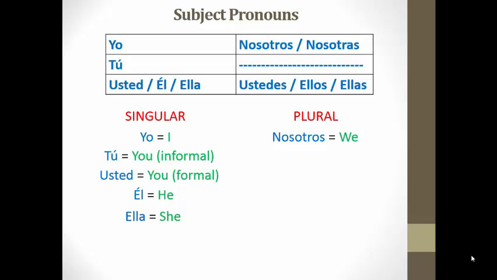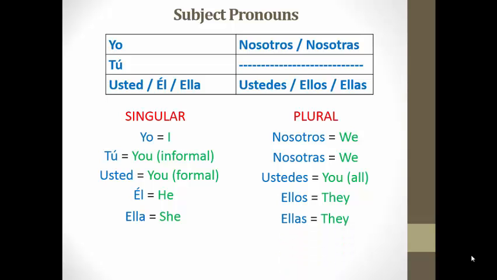Nosotros is the subject pronoun you would use to say we. Nosotras is also we, and we'll talk about the difference between those two later. Ustedes means you, but it's a plural you, so it's like saying you all or you guys. Ellos means they, and ellas means they. We'll talk about the difference between those later.